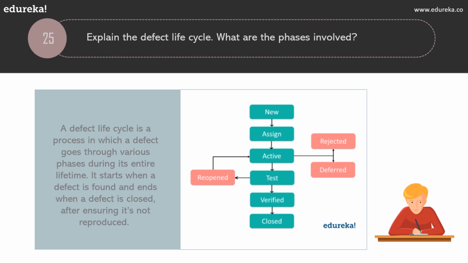After that, you have rejected and deferred. Rejected is if the developer feels that the bug is not genuine, he rejects the bug and the status of the bug is changed to rejected. Deferred, if the bug is changed to defer state, it means that the bug is expected to be fixed in the next few releases. It's quite simple.